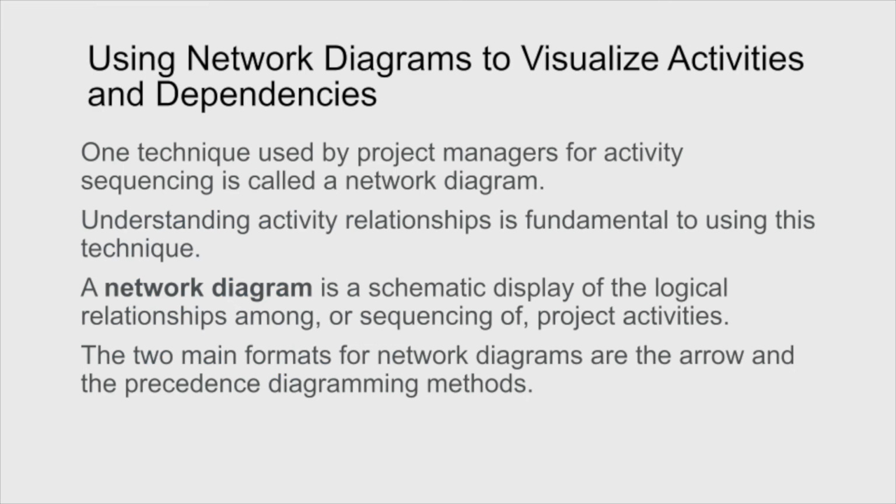So we have activities and we have dependencies. Now we've got to think about how we can use some tool to manage those. And this is where we get into network diagrams. And these are systematic displays of the logical relationships or sequencing of a project. So basically we're putting it down on paper in terms of a flow diagram. There's really 2 major formats for network diagrams. There's the arrow diagramming method and the precedence diagramming method.